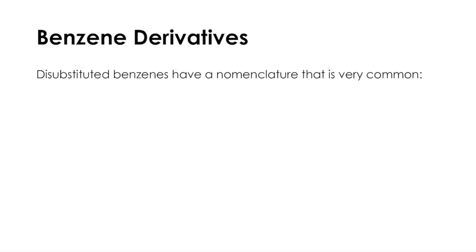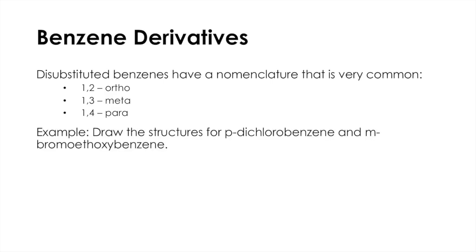molecules. Disubstituted benzenes are so common that there's actually a nomenclature that's been adopted for the position of the 2 substituted elements on the benzene. So if it's 1,2, we call it ortho. If it's 1,3, we call it meta. And 1,4, we call para. So for example, if I'm told that I want to draw p-dichlorobenzene, what would that look like?